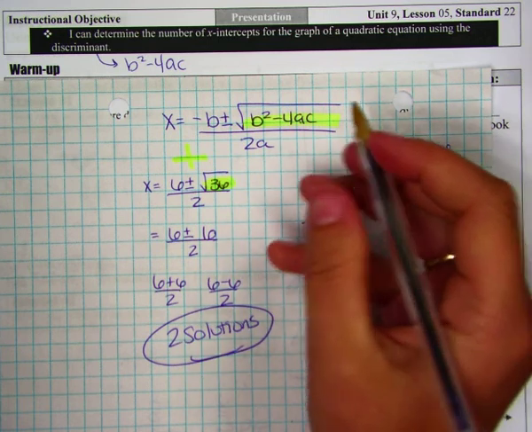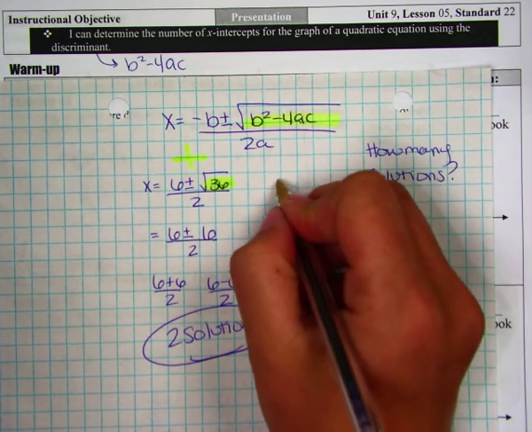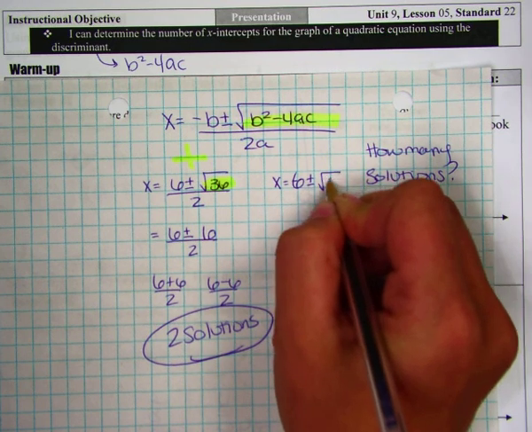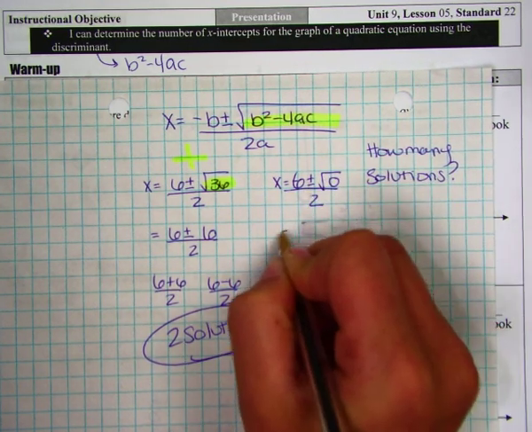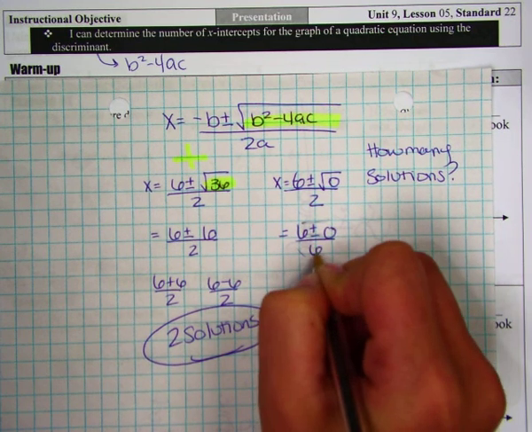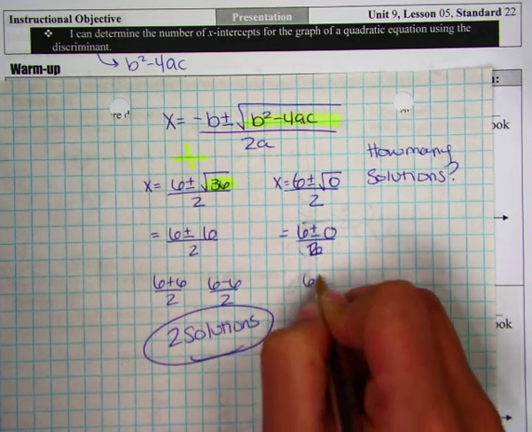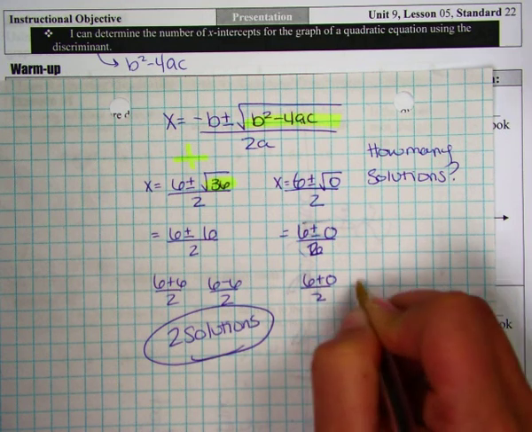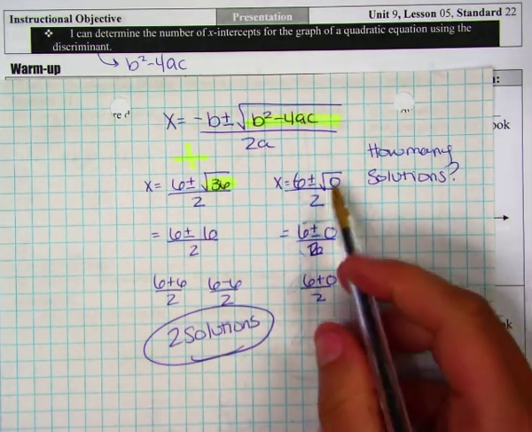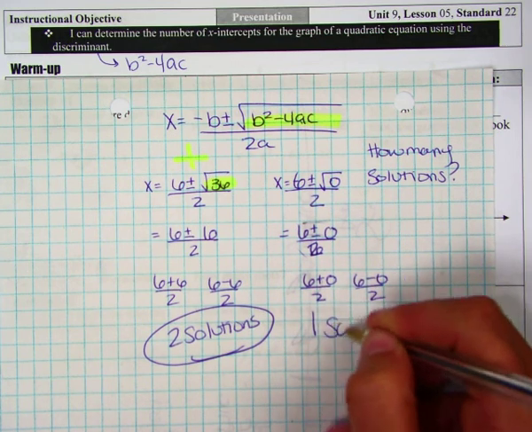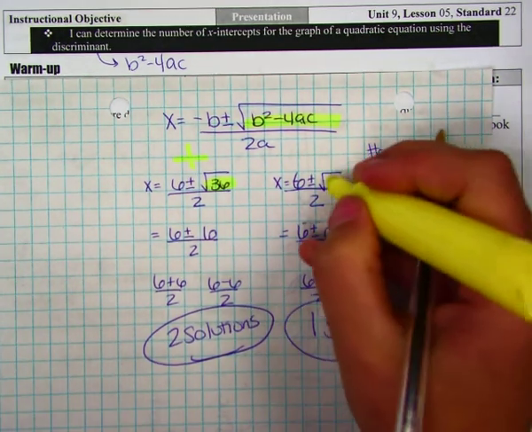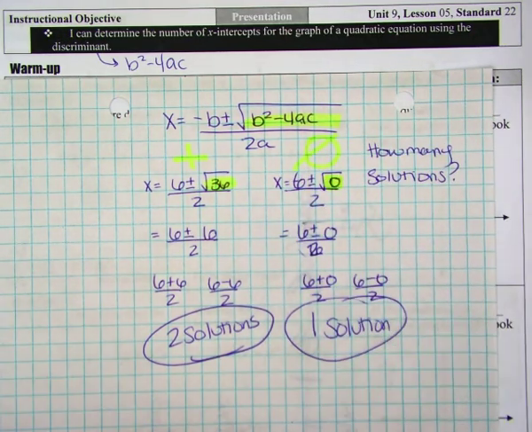Now let's look at when the discriminant is, say, 0. x equals 6 plus or minus the square root of 0 divided by 2. Well, the square root of 0 is 0. So this would be 6 plus 0 divided by 2 and 6 minus 0 divided by 2, which gives you the same exact answer. So there's only one solution. Again, this is when the discriminant was 0.